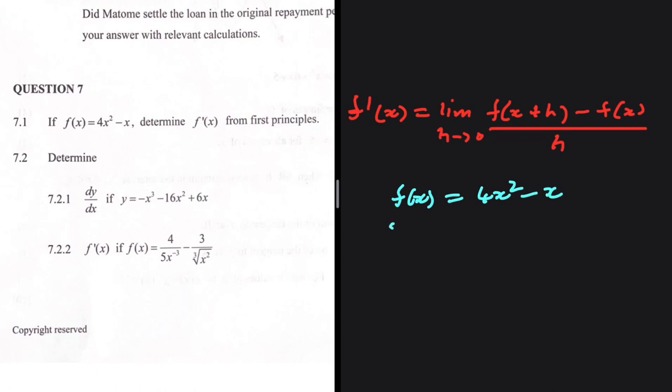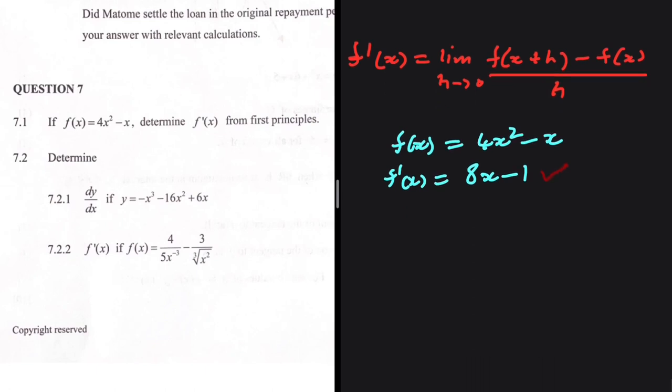If we use the power rule, f prime of x is equal to 8x minus 1. So in using the first principles, if we don't get to 8x minus 1, then we made a mistake somewhere. So let's go ahead and derivate this function using first principles. First, we're going to compute f of x plus h.